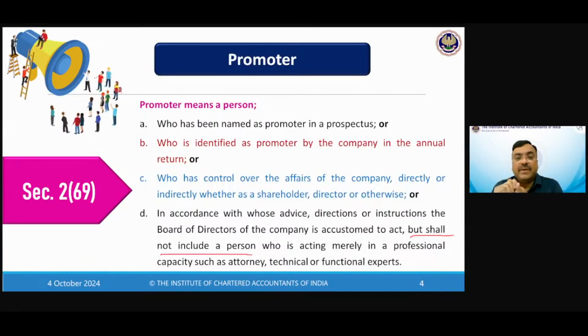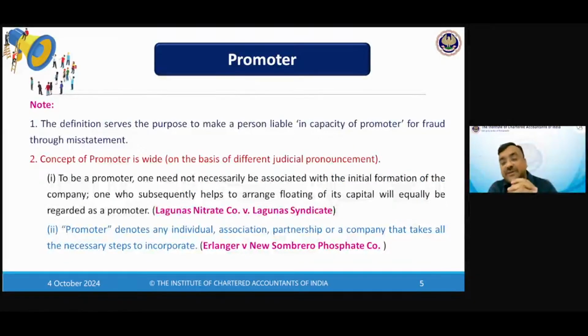Clear? Point number A, promoter in prospectus. B, as promoter in annual return. C, control over the affairs of the company. And D, directions. So in this way, you can learn these 4 points. Now, the purpose and the judicial decisions.